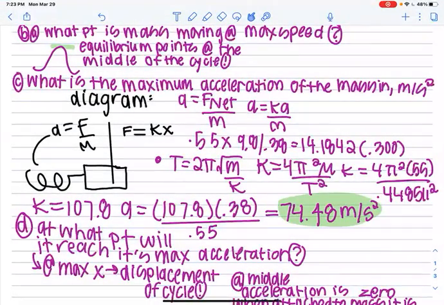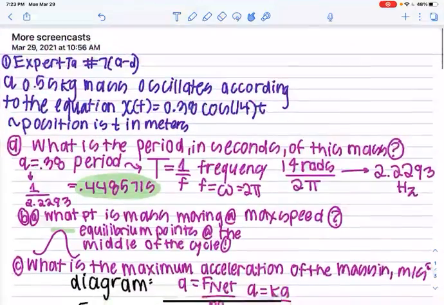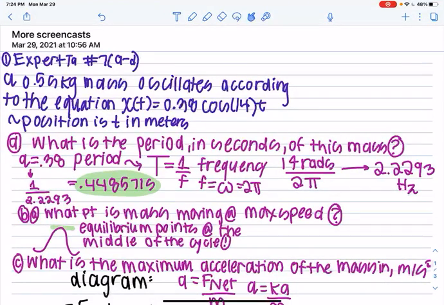Okay, so I'm going to be explaining XRTA 7A through D. Essentially we start with a 0.55 kilogram mass that oscillates according to the equation x of t equals 0.38 cosine 14t, where the position is in meters. The first question is asking what is the period in seconds of this mass?